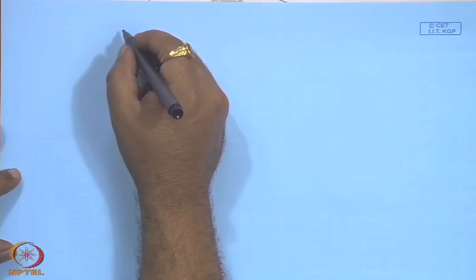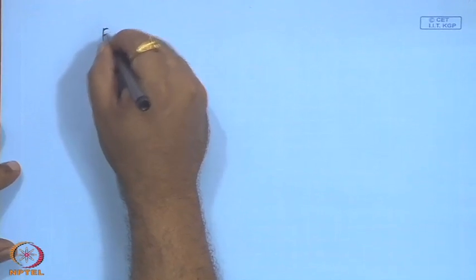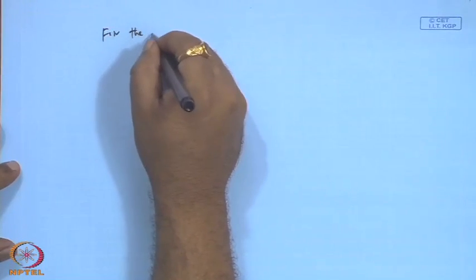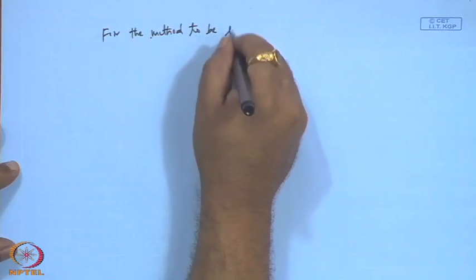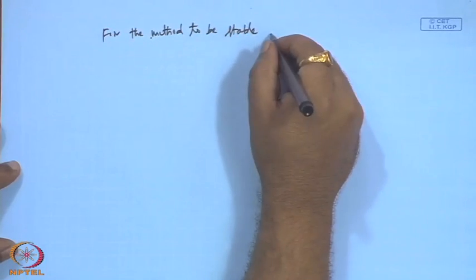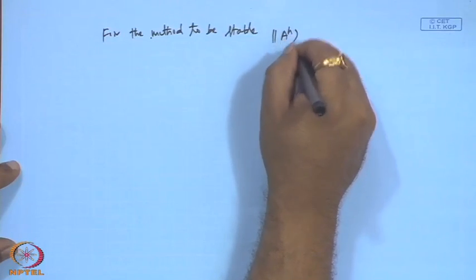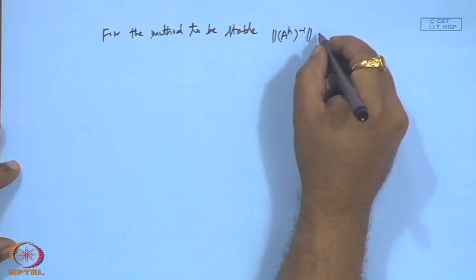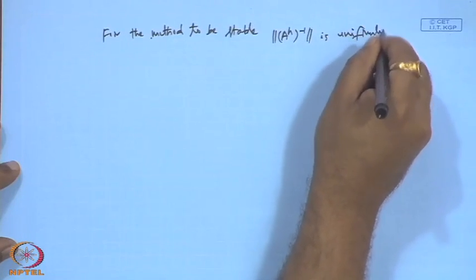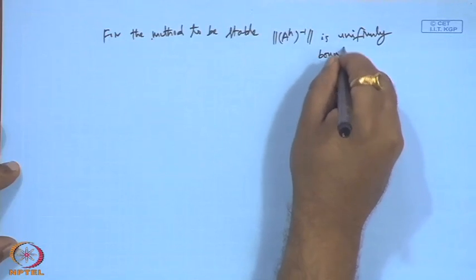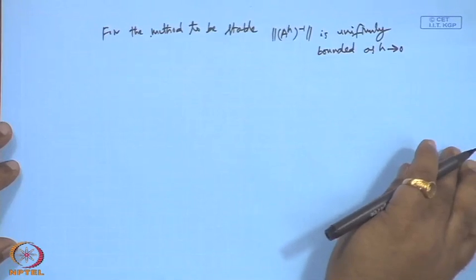So, now for stability of the method, we need the following. For the method to be stable with respect to any suitable norm, this is uniformly bounded as h goes to 0.